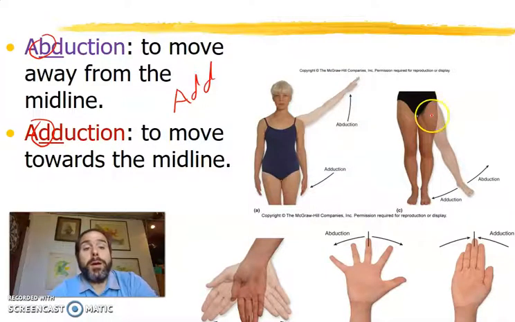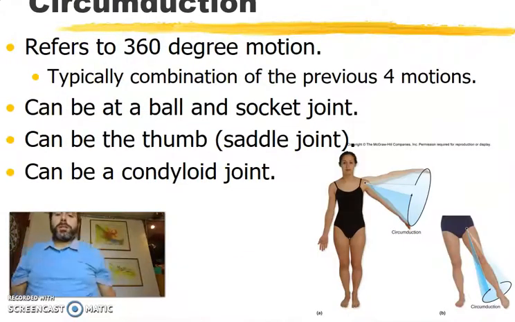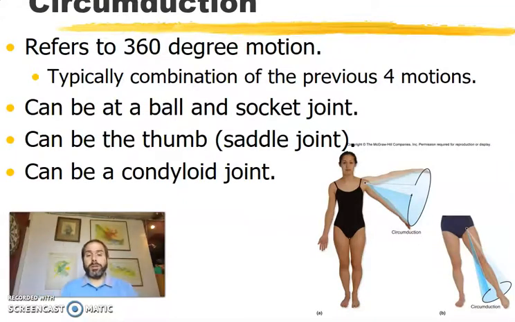So, abduction, we have our midline right there, and you move away from it. So, abduction, you move away from the midline. Adduction, you're already out, you're moving back towards the midline. It could be your arms, it could be your wrists, it could be your fingers. Circumduction is 360 degree motion, and it's usually involving all 4 of the previous motions. It gets its own name. It's usually at ball and socket joints, but it could also be at saddle joints like your thumb playing video games.